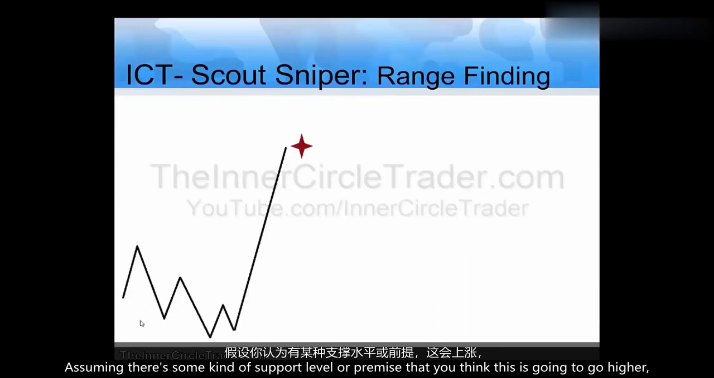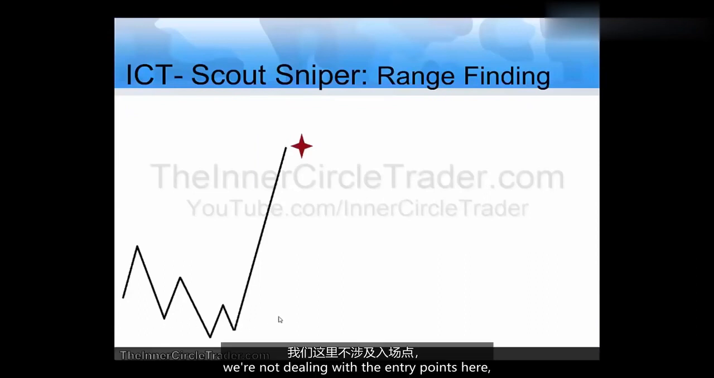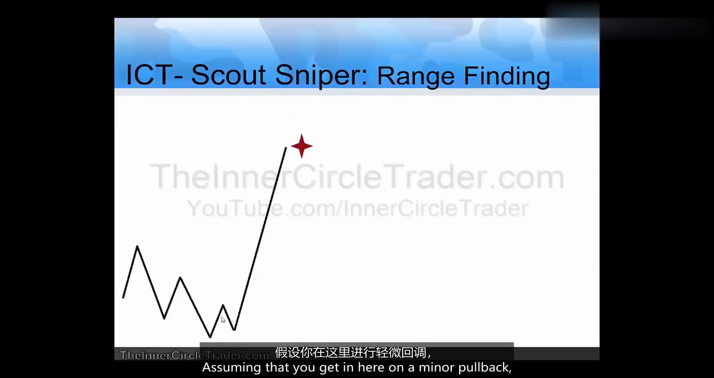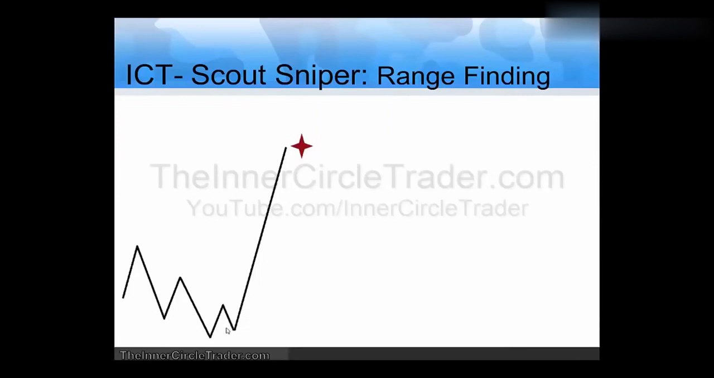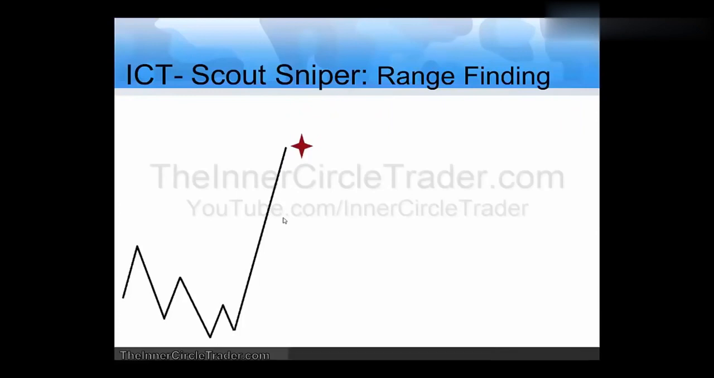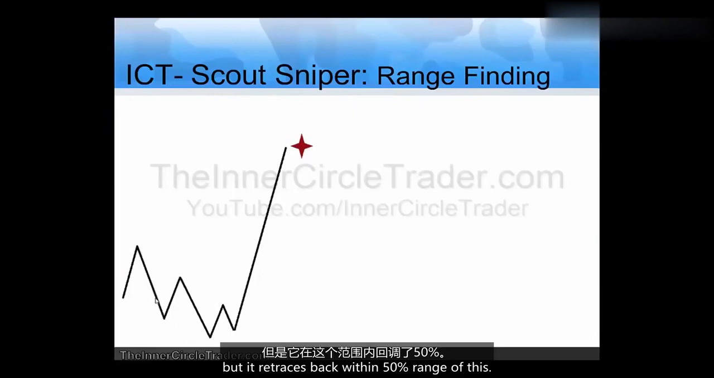But assuming there's some kind of support level or premise that you think this is going to go higher, okay? We're not dealing with the entry points here, we're dealing with targeting. Assuming that you get in here on a minor pullback, okay, and something set up this opportunity as a buy, where do we anticipate the upside objectives? Well, first you have to understand that there are price swings within price swings within price swings. This price swing here is about 50% of this range from high to low. This price swing here is equal to this price swing, but it retraces back within 50% range of this.